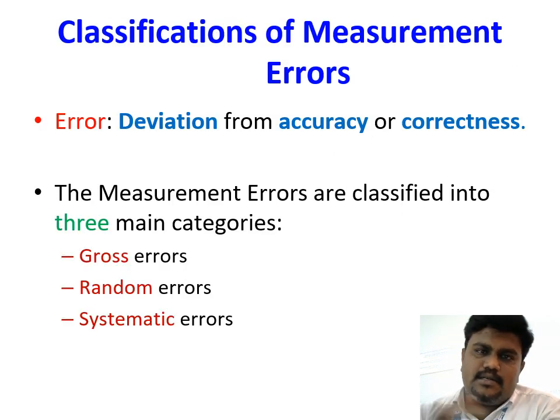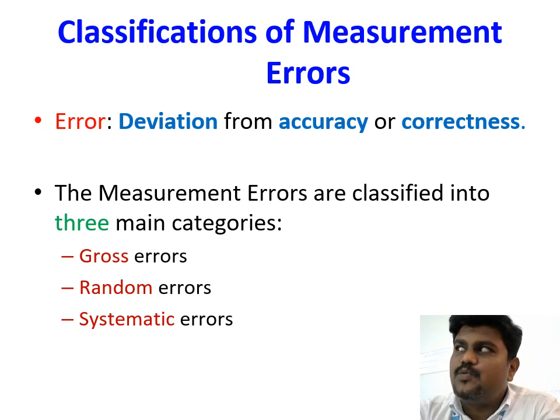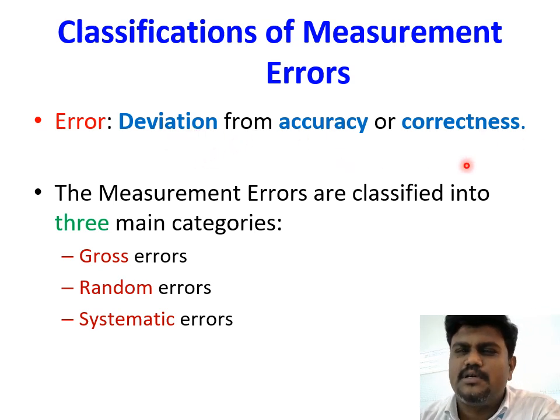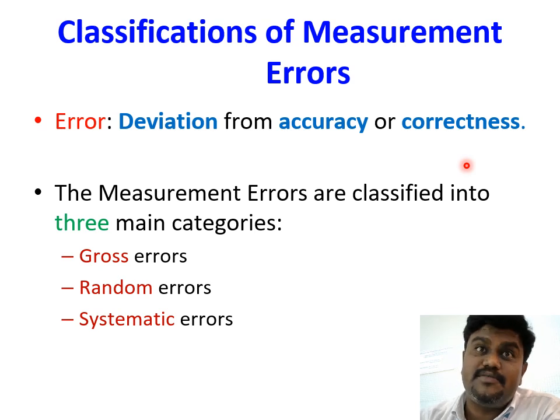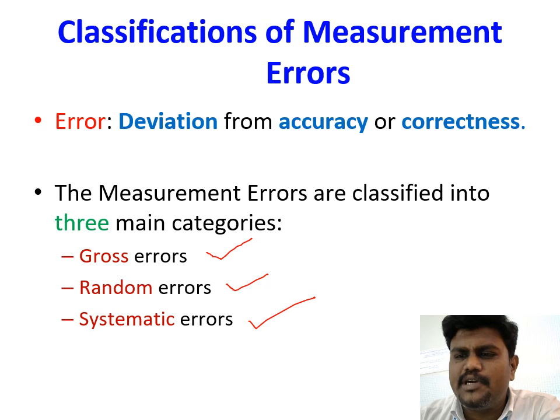And the next topic: when you talk about measurement systems, wherever any measurement system comes, there could be some sort of error. So we normally term error as a deviation from the accuracy or correctness. Of course, the maximum deviation from the measured value or the actual value can be termed as an error. What are the types of errors? You could see there are three major types: gross error, random error, and systematic error. Let's see one by one what each is.